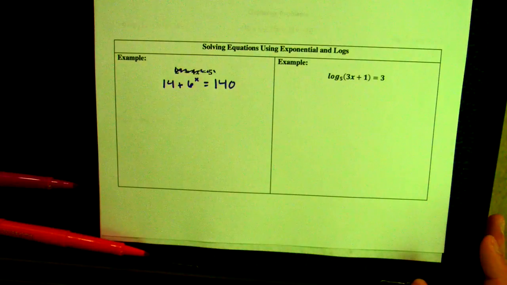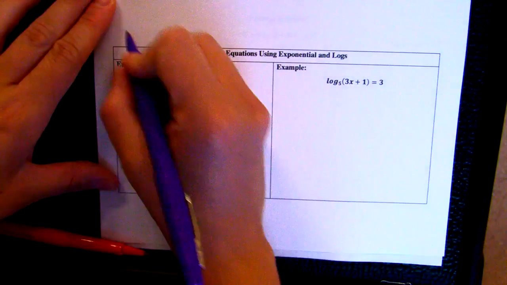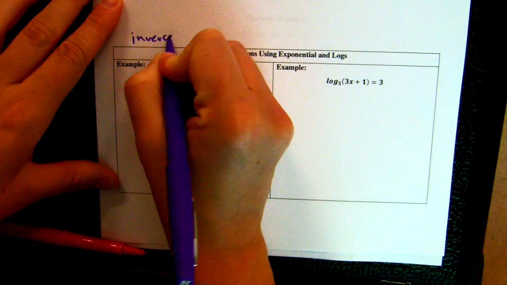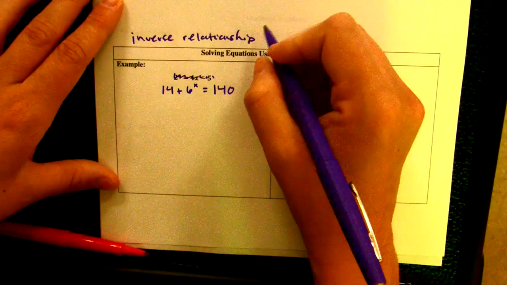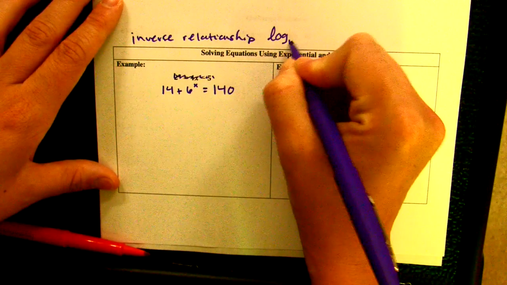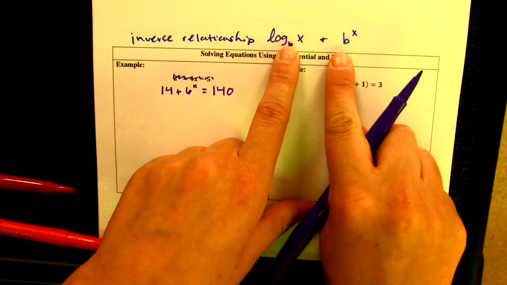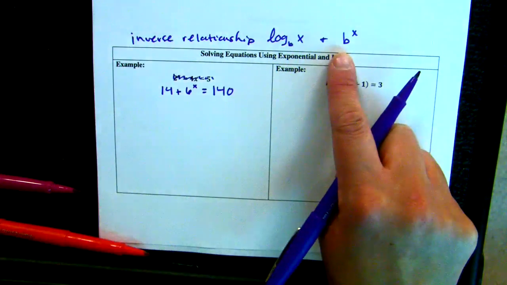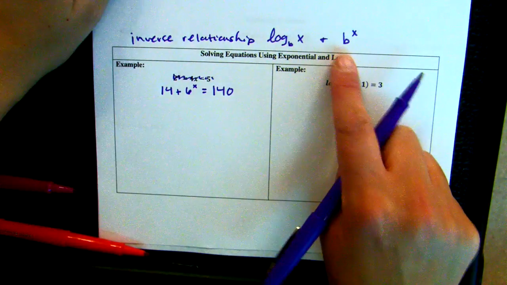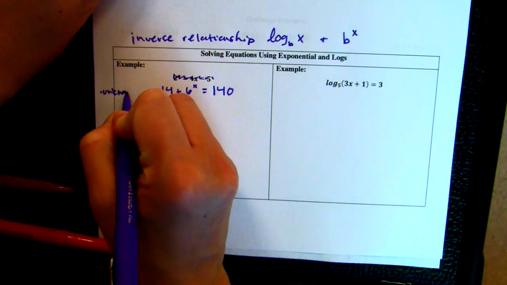All right, well, now that you have finished the graphing activity and established the inverse relationship between log base b of x and b to the power of x, we know that these are operations that cancel each other out. We're going to see how that inverse relationship can help us actually solve. So if I'm looking at this equation here, what I see is an unknown exponent.